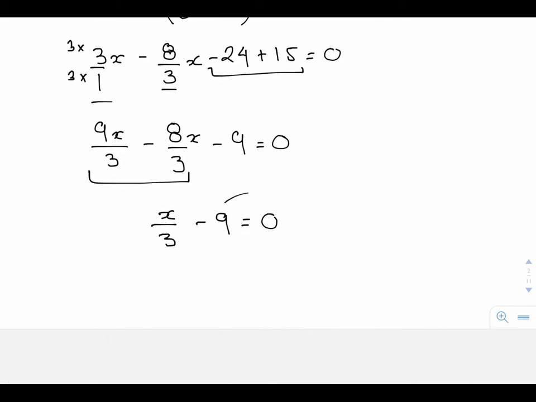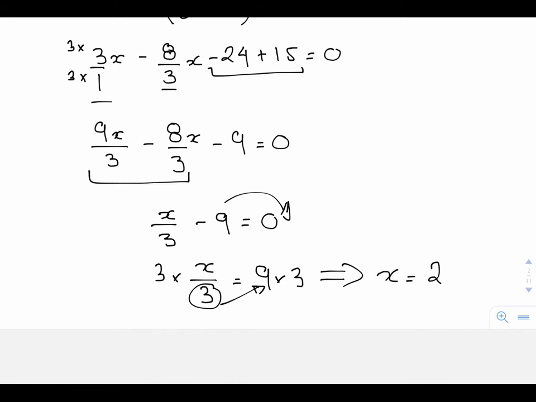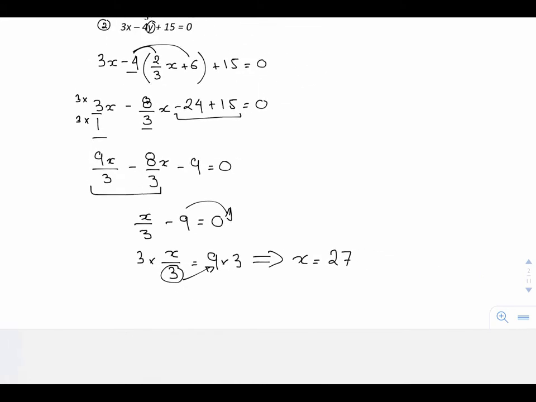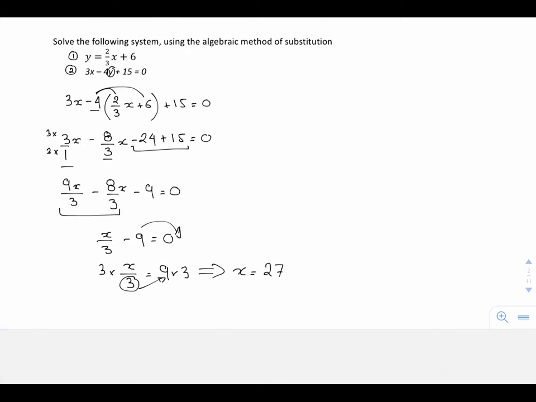So I'm going to bring the 9 over the other side of the equation. I'm left with x over 3 equals 9. And I can multiply this 3 by the 9, or you can just think of multiplying both sides by 3. Either way, the result is the same, and that is x is equal to 27. So there's your x value of your point of intersection.